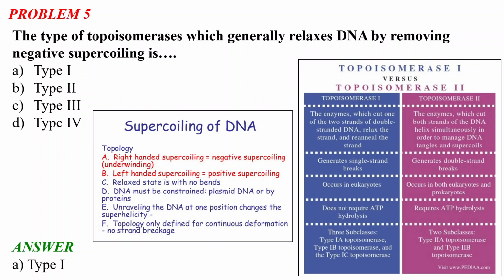And the three subclasses of topoisomerase 1 are type 1A topoisomerase, type 1B topoisomerase and type 1C topoisomerase. And for topoisomerase 2 there are two subclasses, type 2A and type 2B topoisomerase, okay. So the topoisomerase which generally relaxes DNA by removing negative supercoiling will be topoisomerase 1.